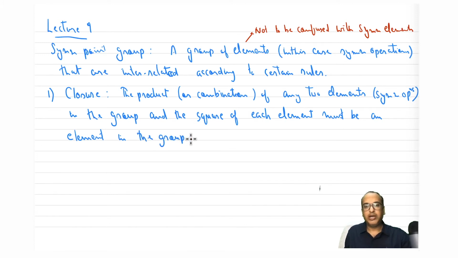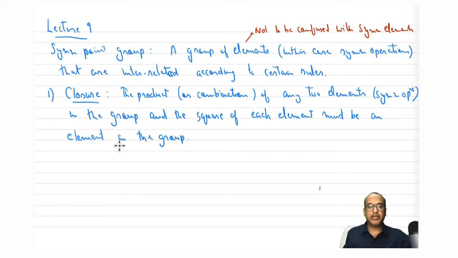This we have already seen using an example of BF3: if we list down all the symmetry operations and take different combinations or the square of any element, it must form an element in the group. It cannot go out of that group. So this is called the closure property, that it's a closed group. It is not infinite. I mean, there can be infinite symmetry operations, but those symmetry operations within that set must follow the closure property, right?